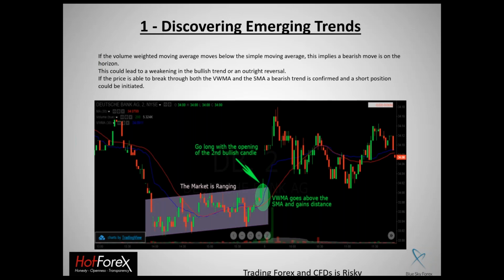So, just to help you discover the emerging trends. Now, one thing to note here is that the simple moving average, this is the red one, if you can see on the screen here on the image. The red one is the simple moving average, and the blue one is the volume weighted moving average. They both have the same period. They both have a period of 30.